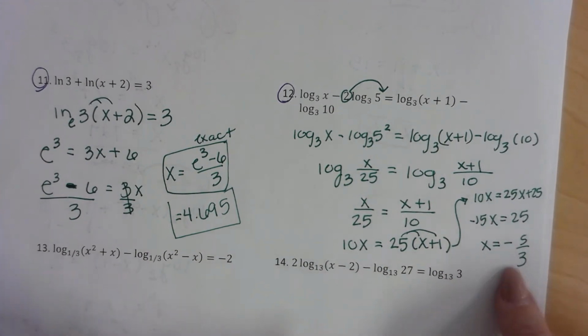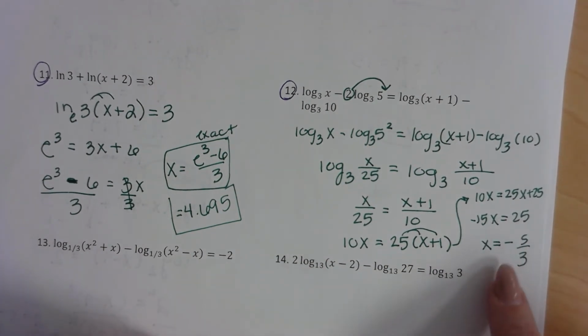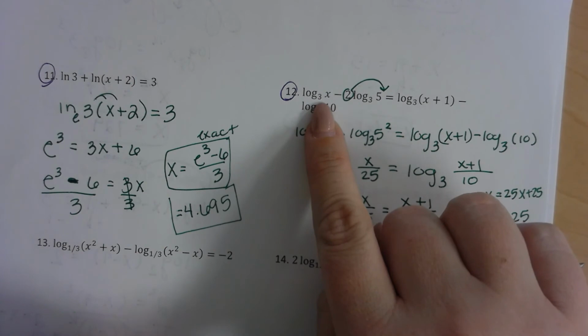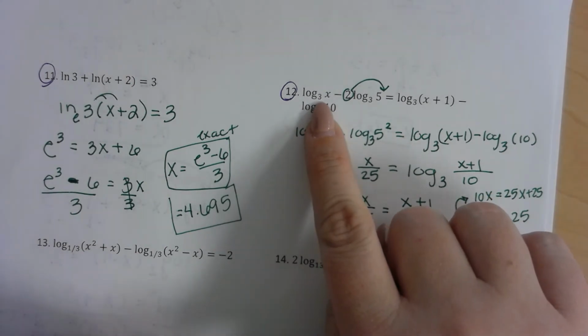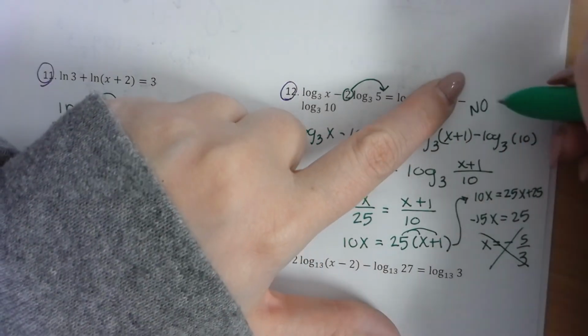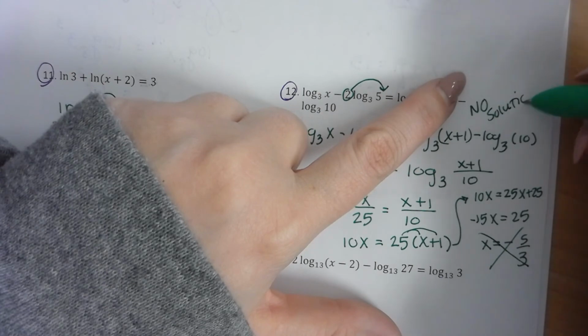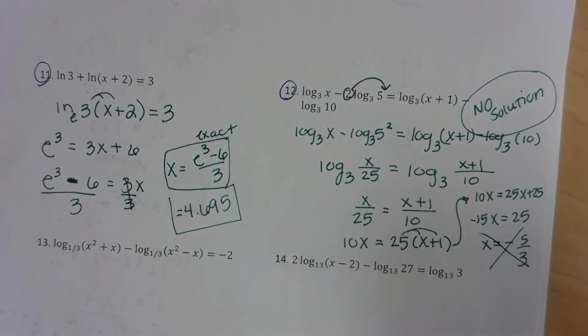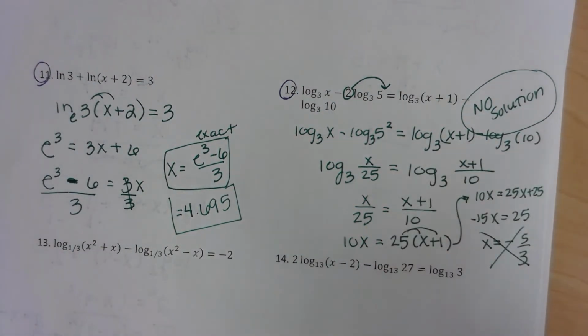Now, remember you have to make sure that nothing became negative. So if I plug in negative 5 over 3 here, isn't that going to give me a negative? And if I plug it in here, that's also going to give me a negative. So that doesn't work. So this answer is actually no solution. Right? So when that doesn't work, our answer has to be no solution.